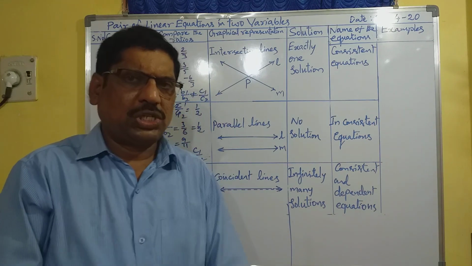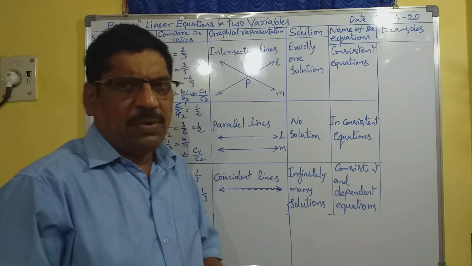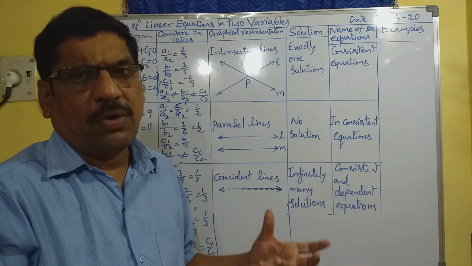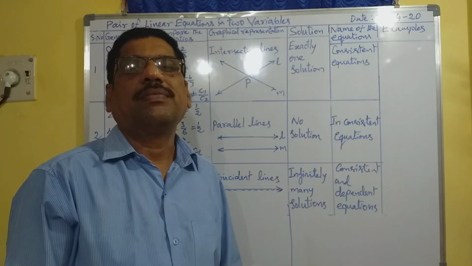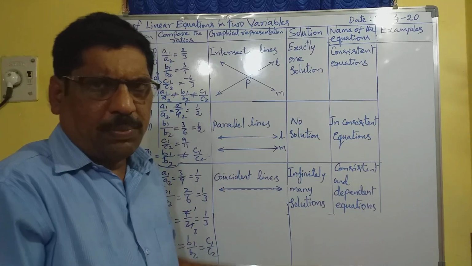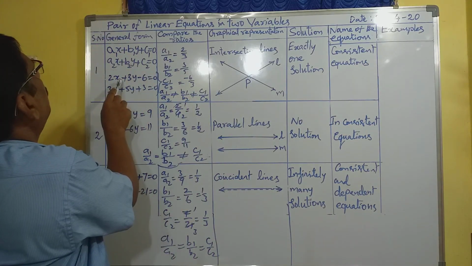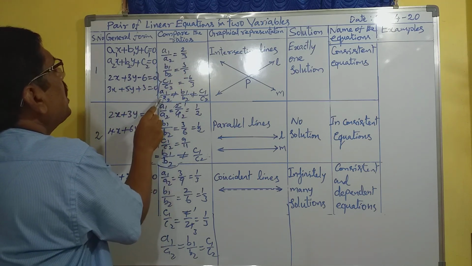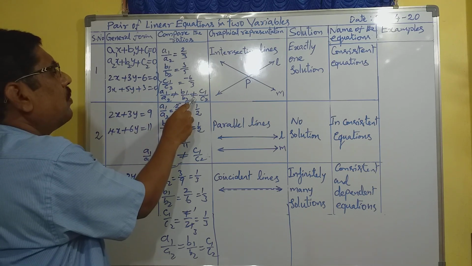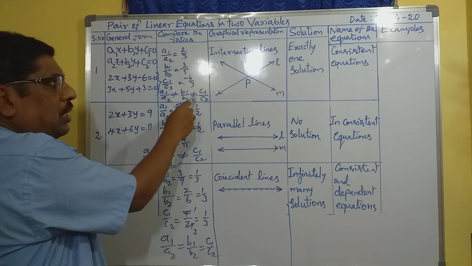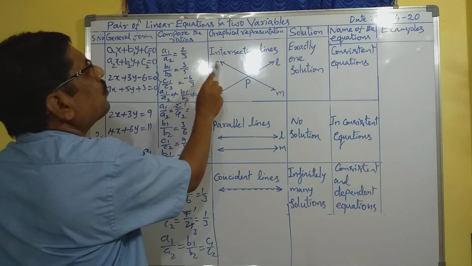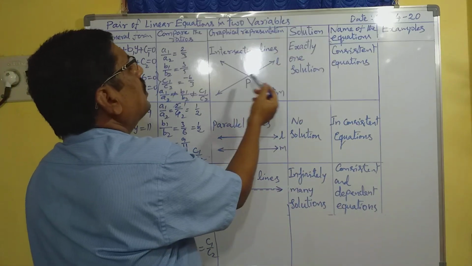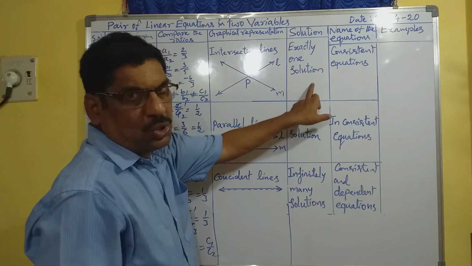Okay, if you understand the difference between these types of equations, we can solve and we can draw the graphs for any type of pair of linear equations very easily. Okay, let us recall all the points once again. Now in the first case, we have two equations. In these two equations, we get a1 by a2 is not equal to b1 by b2. In this type of pair of linear equations, we get intersecting lines while drawing the graph, and intersecting lines means we have only one solution.